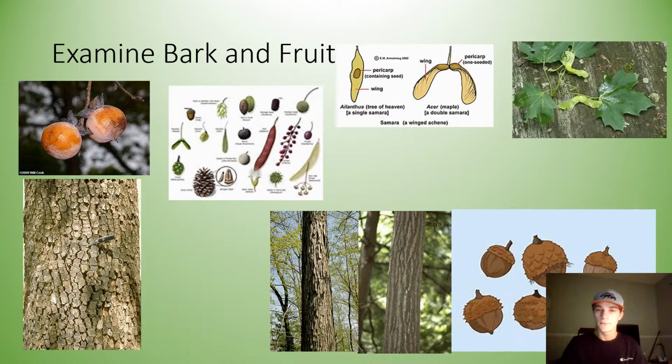Now, fruit and bark are also key identifiers for oak trees. An acorn is a dead giveaway for any oak tree, but that acorn can be further analyzed to go down to a species level for oak trees. Knowing the typical fruit and bark for a family of trees is important for identifying trees.